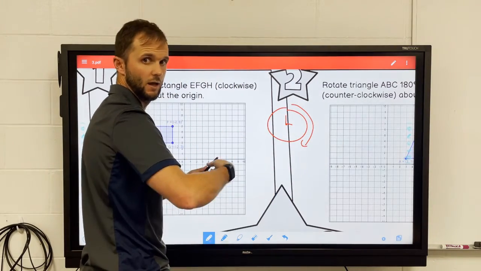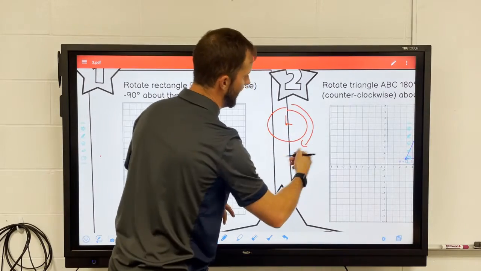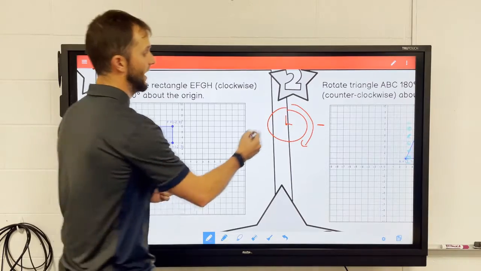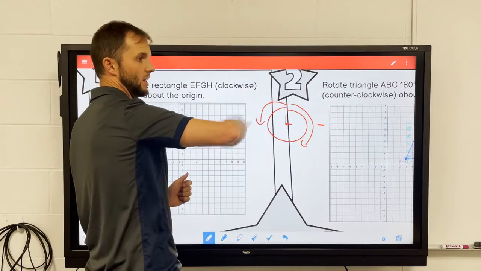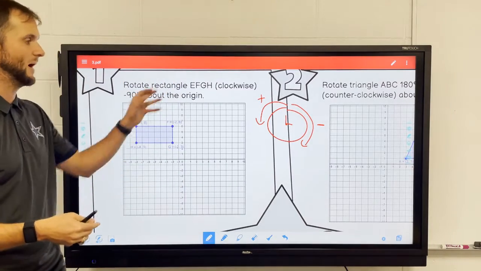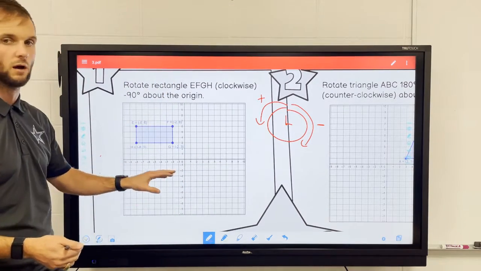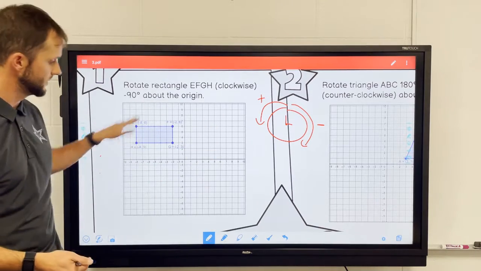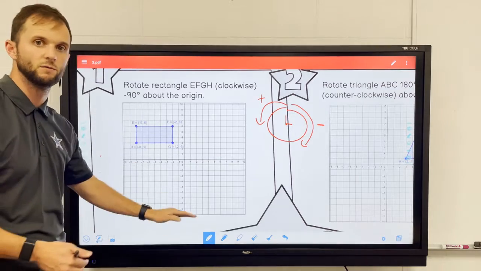Mathematically, if I rotate that way, clockwise, that's always going to be a negative rotation, okay? If I rotate counterclockwise, meaning going against the clock, that's going to be a positive rotation. The reason it's positive and negative is because of my coordinates here. This is 1, this is 2, this is 3, and this is 4. So this direction is going to be positive. Going the opposite way is going to be negative, okay?